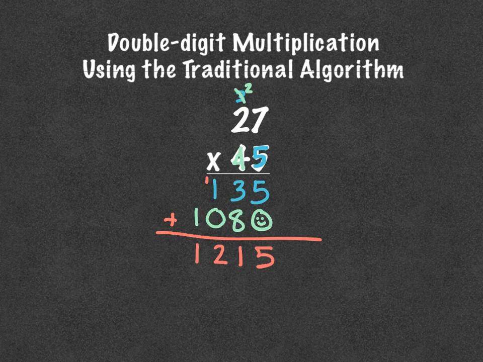Okay, everybody, that is the traditional algorithm method of solving double-digit multiplication. Thanks a lot, guys.